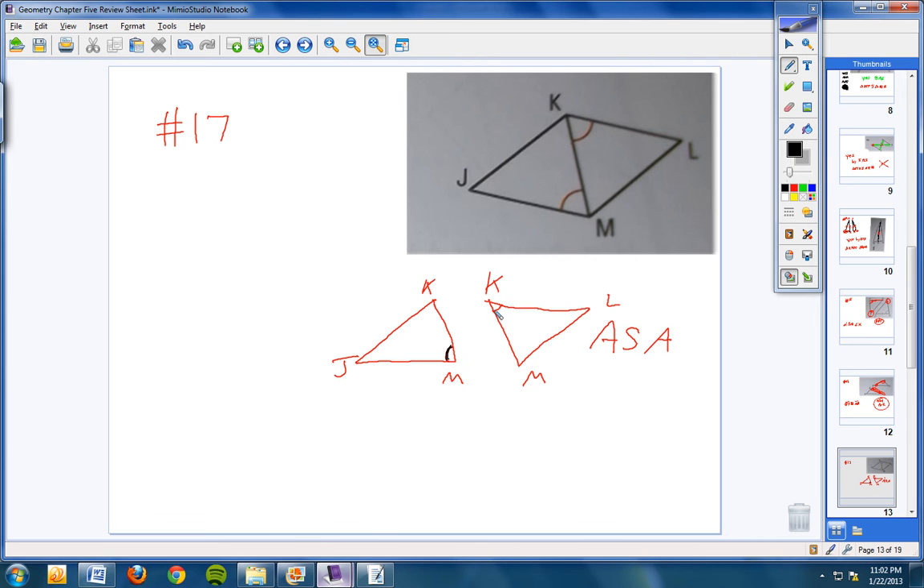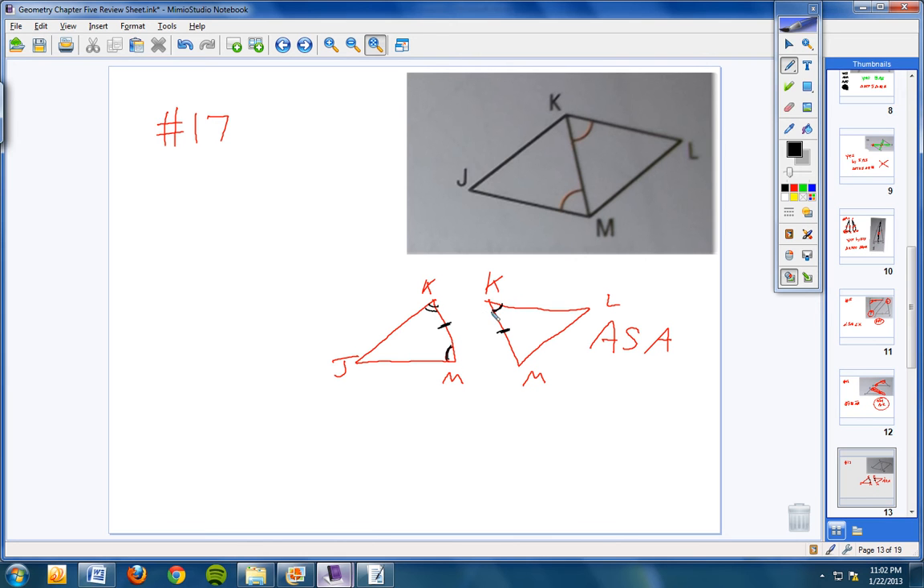Angle here, angle here. And obviously, they don't give you this. We can obviously see this side here is congruent to this side here. They share that side, and you want angle, side, angle. So look, here's your angle and here's your side. We must want this angle here.